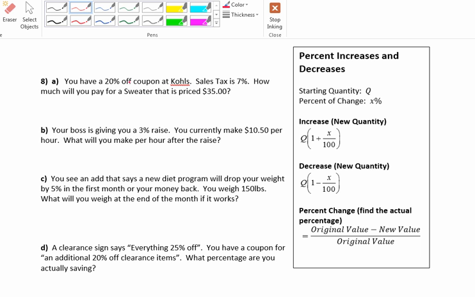Okay, so you have a 20% off coupon for Kohl's. Sales tax is 7%. How much will you pay for a sweater that is priced at $35? $35 is our original price. That's what we're going to start off, our starting quantity.